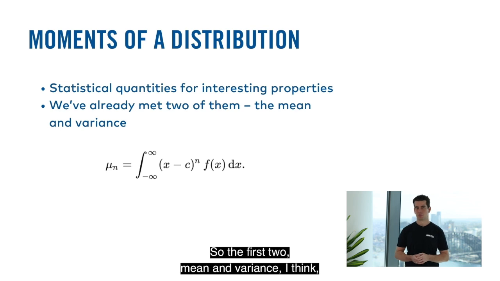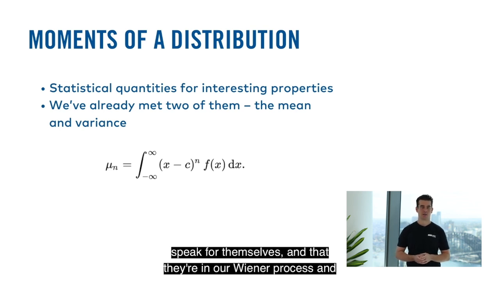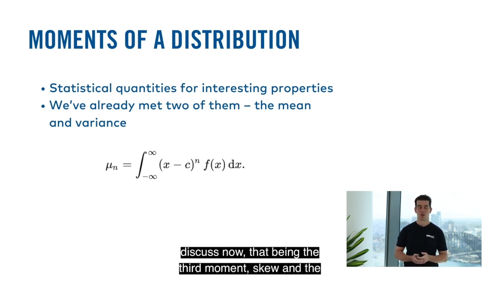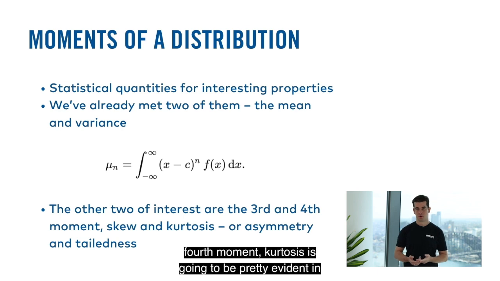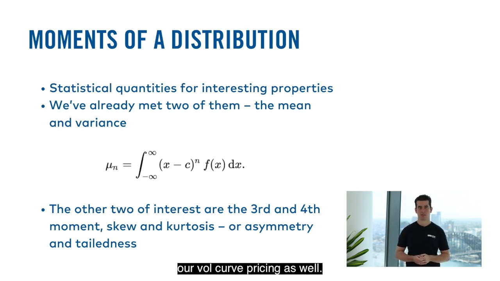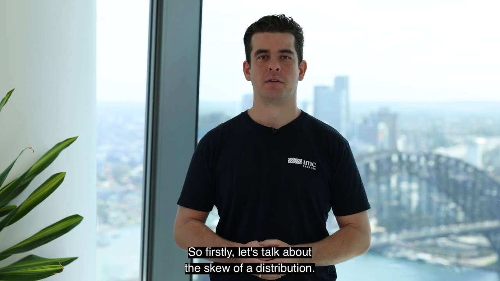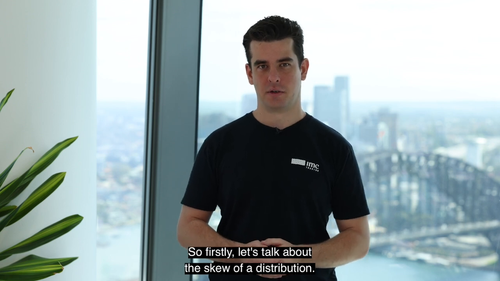The first two, mean and variance, I think speak for themselves, in that they're in our Wiener process and Brownian motion process formula. But the interaction between the two that we're going to discuss now, that being the third moment, skew, and the fourth moment, kurtosis, is going to be pretty evident in our vol curve pricing as well, and also in the vol curve pricing we see in the market when we look at the takeover of Twitter later on. So firstly, let's talk about the skew of a distribution.